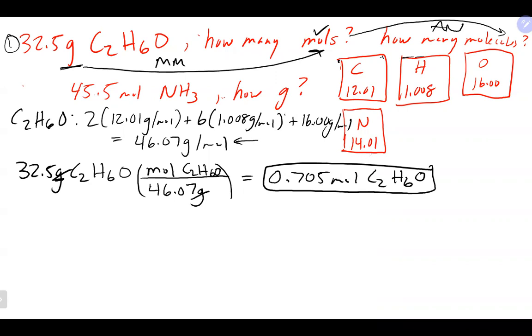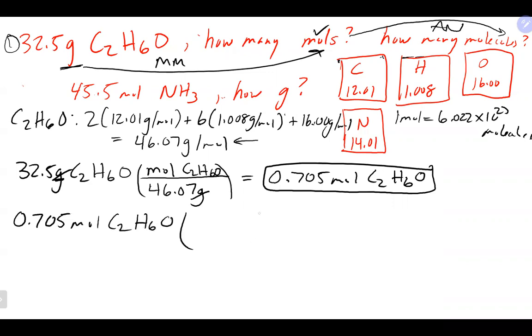Now that we do have it in moles, we can go to molecules by using Avogadro's number, which in this case, again, would mean 1 mole is 6.022 times 10 to the 23 molecules. So continuing on with that number there, 0.705 moles of C2H6O. Once again, we want to go opposite. So moles are up on top, that means moles should go on the bottom, and Avogadro's number should go up on top. And in this case, molecules is what we'll use as the units.